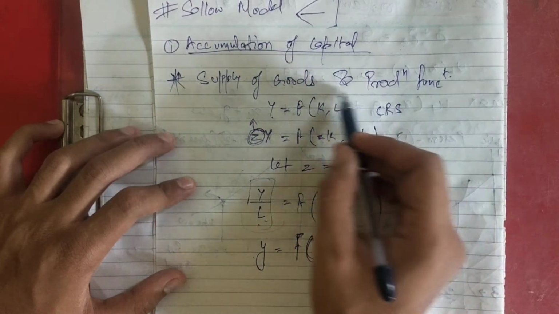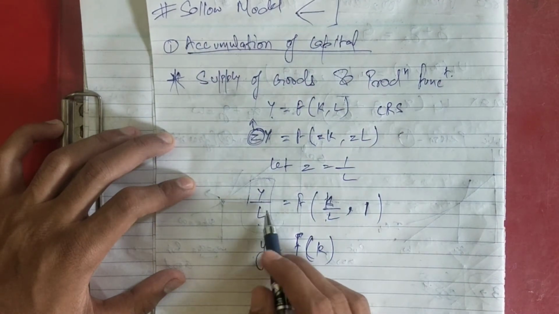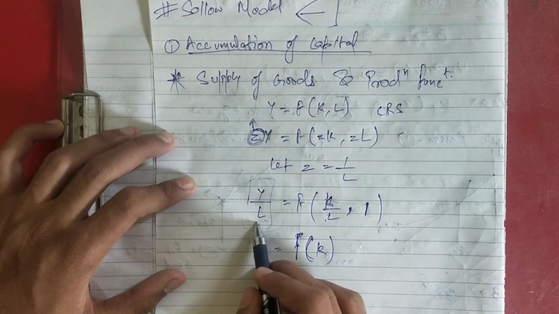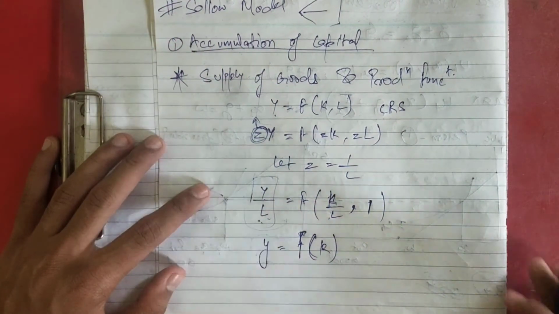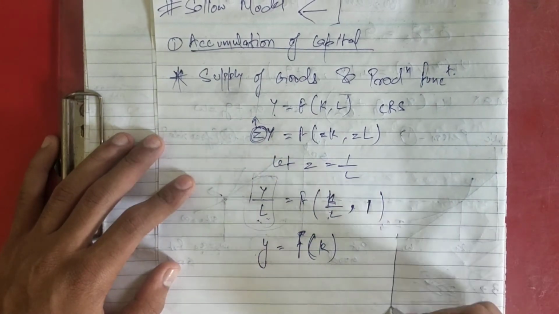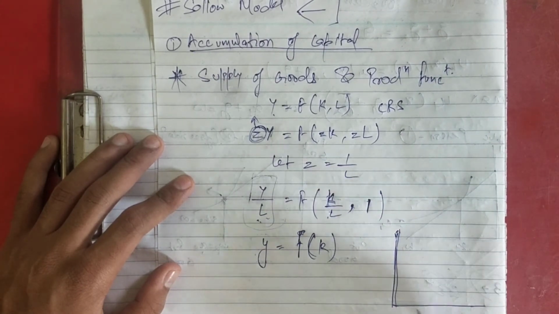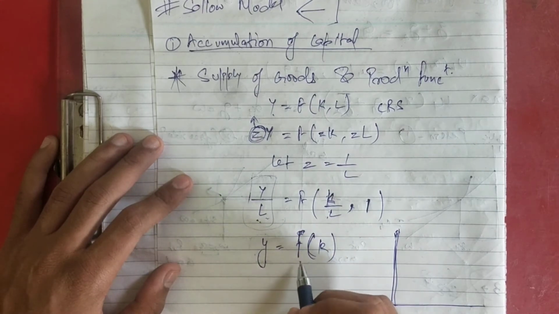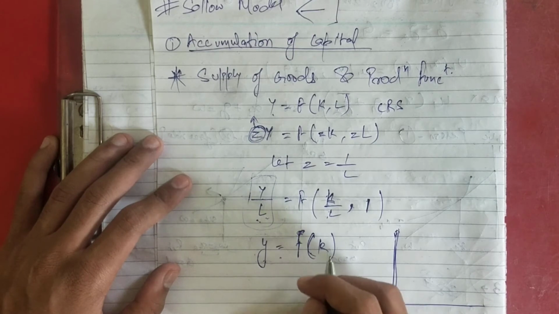It was a total function, and now it is a per capita function, showing how much output you are producing per labor. Now if I want to plot this on the diagram, how will it be plotted? This is the diagram. It tells that output per worker is a function of capital per worker.